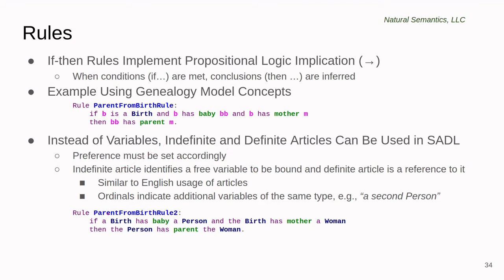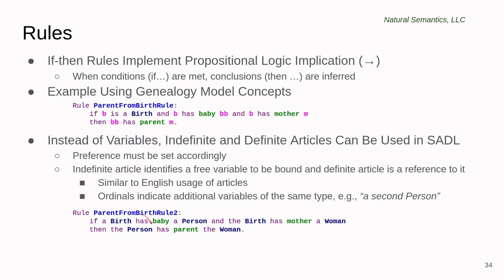So rewriting this rule using indefinite and definite articles, we have this rule: if a parent, so that creates an X, has baby, a person, so that creates a Y, if you will, a second variable, and the birth, that's a reference back to this birth, so that's referencing the first free variable, has mother, a woman, here's a third free variable, then the person, that was our second variable, has parent, the woman, that's our third variable.